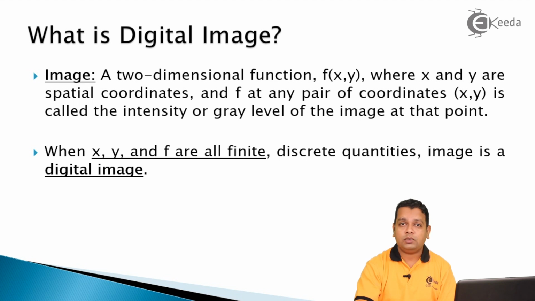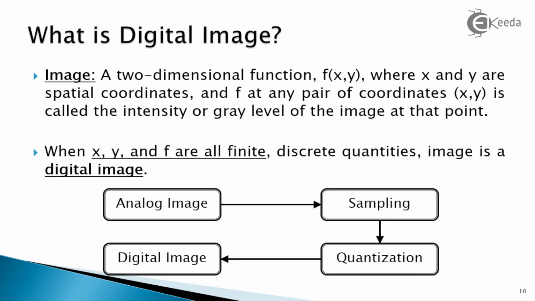So how do we obtain a digital image from the analog image? For that purpose, this simple procedure is to be followed. From the analog image we have to do sampling. The sampling gives discretization in terms of x and y. After sampling we have quantization, which gives discretization of the f parameter, and after sampling and quantization we obtain the image in the form of a digital image. So this is exactly what the digital image is.